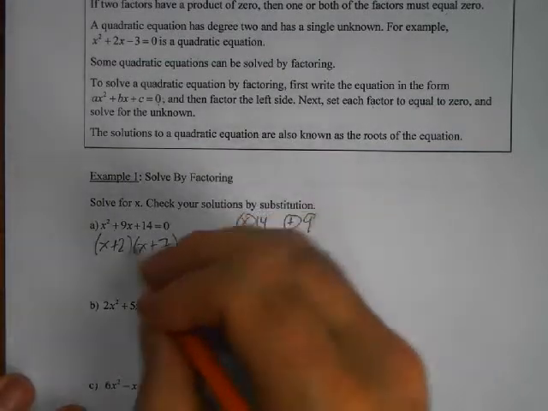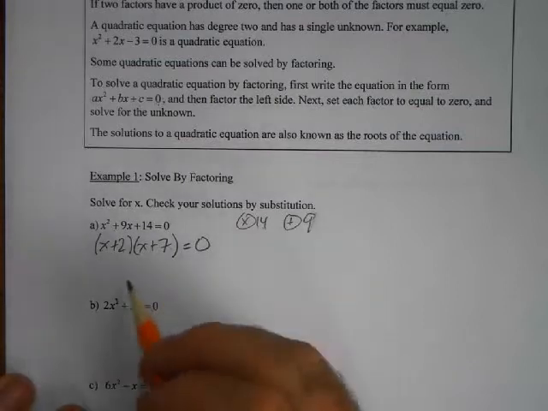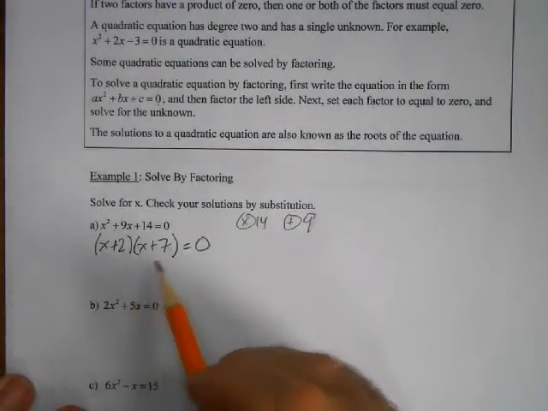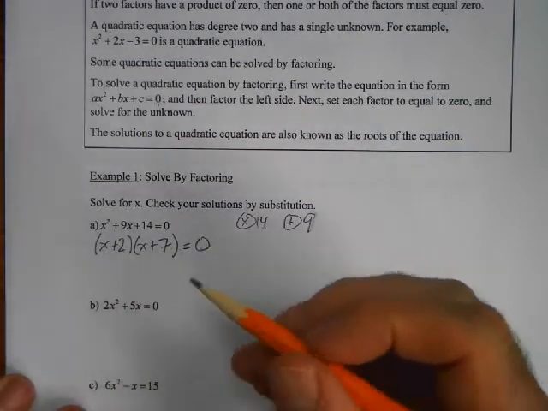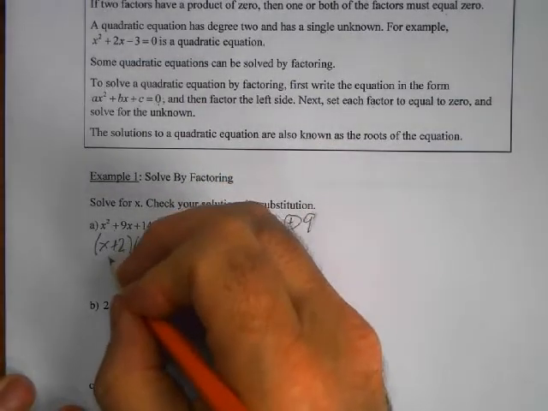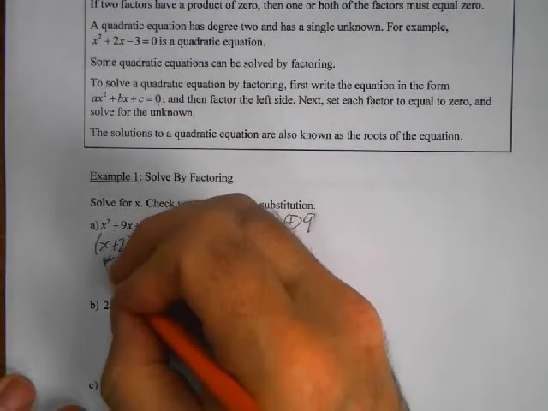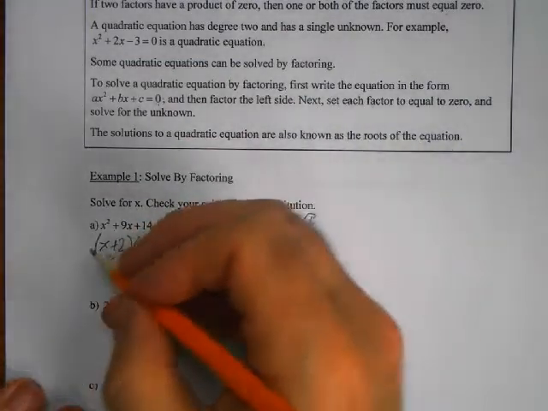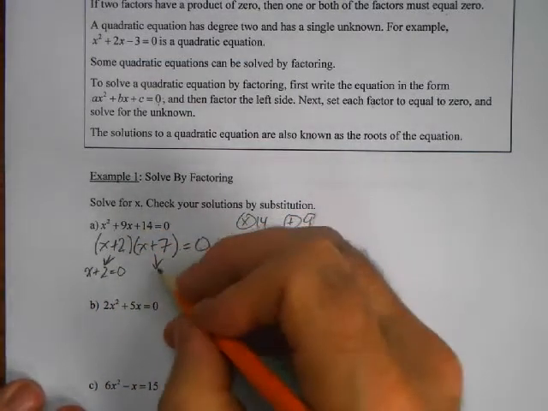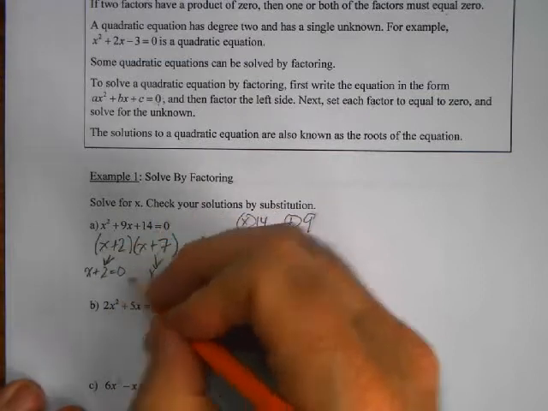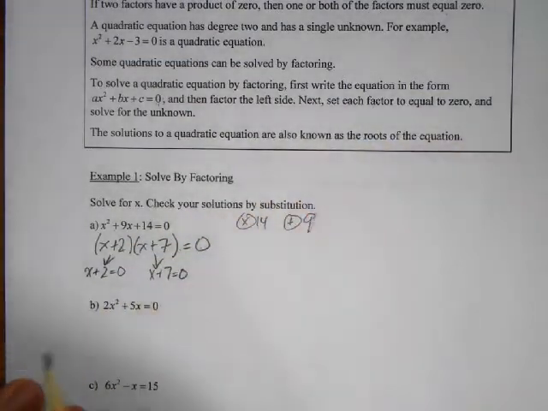Okay, so now that we've got this arrangement, we've got it factored on the left side, 0 on the right. Now we can use the fact that since the product of these two things is 0, one of them must be 0. And it could be either one. So this is the way that I would recommend doing it. You set each factor to 0. So x plus 2 equals 0, or x plus 7 equals 0, and then we solve for x.